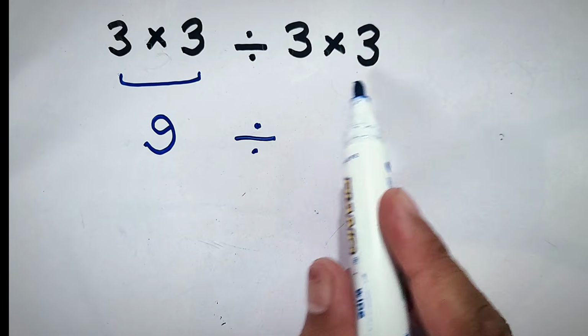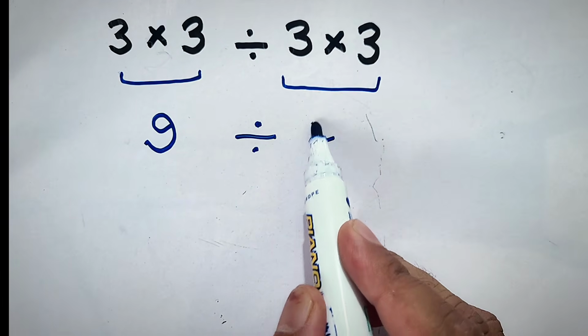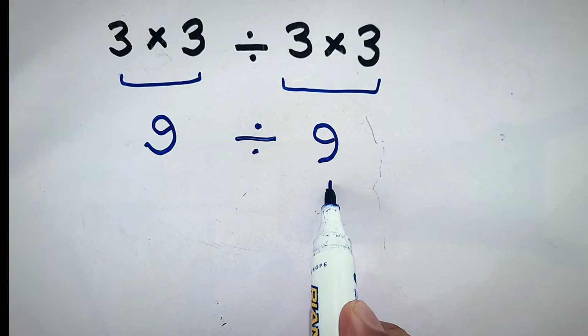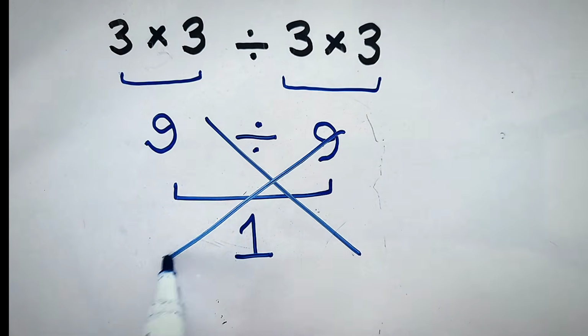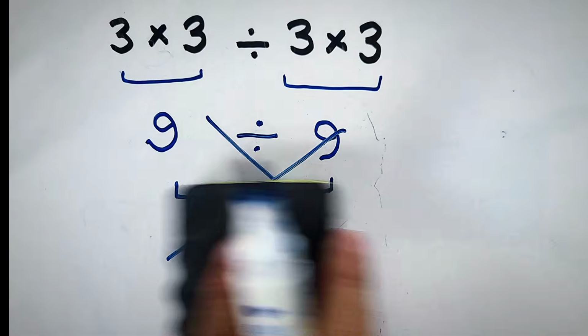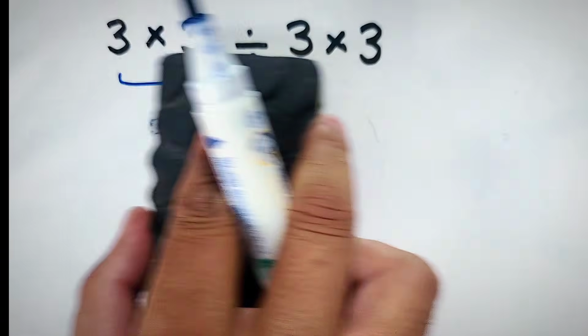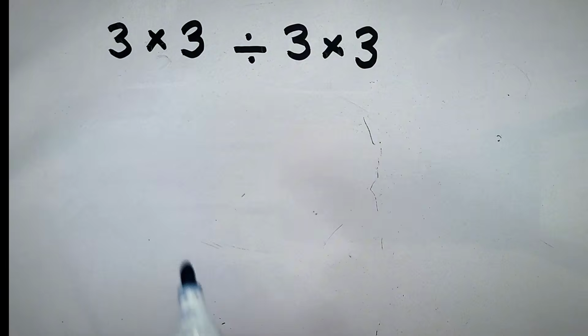3 times 3 equals 9. Divided by 3 times 3 equals 9. Now 9 divided by 9 gives us 1. Is 1 okay? It is not okay. It is wrong because we have multiplication and division.